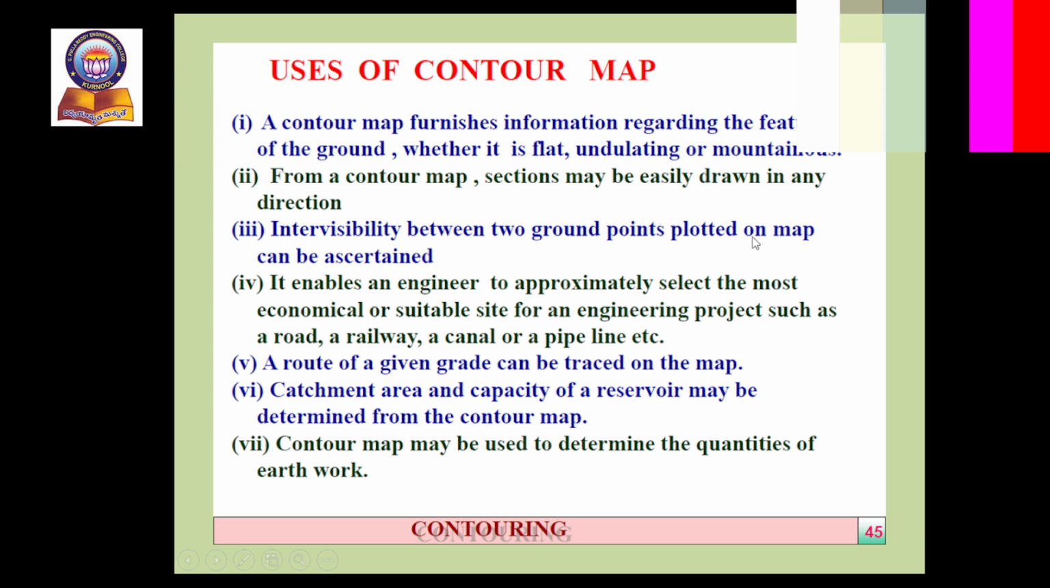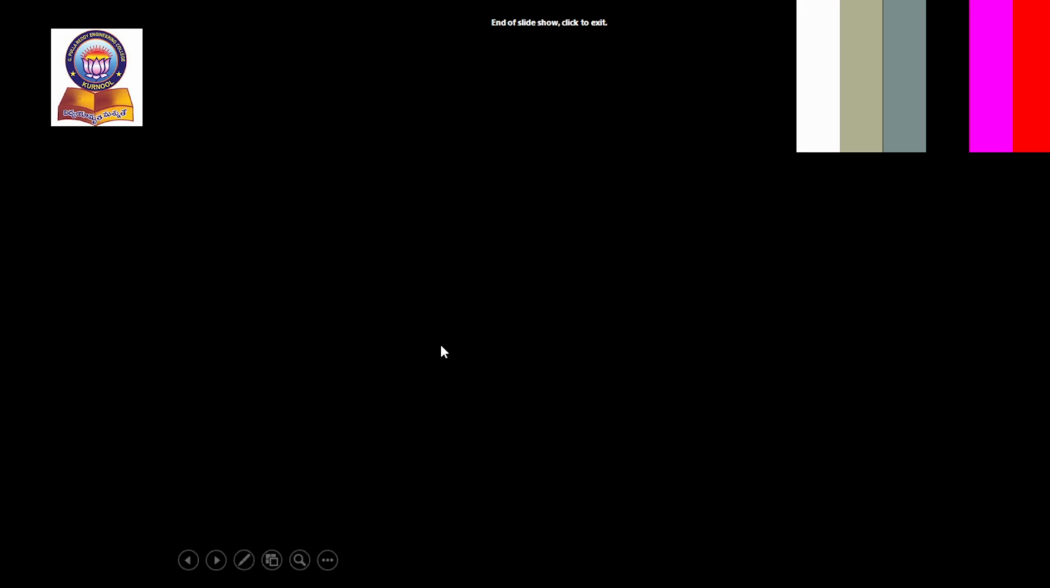Intervisibility between 2 ground points plotted on the map can be ascertained, and it enables an engineer to approximately select the most economical or suitable site for an engineering project such as road, railway line, canal or a pipeline work. A route of a given grade can be traced on the contour map. Catchment area and capacity of a reservoir may be determined from the contour map. So the contour map may be used to determine the quantities of earthwork also. Okay, with this we'll stop.